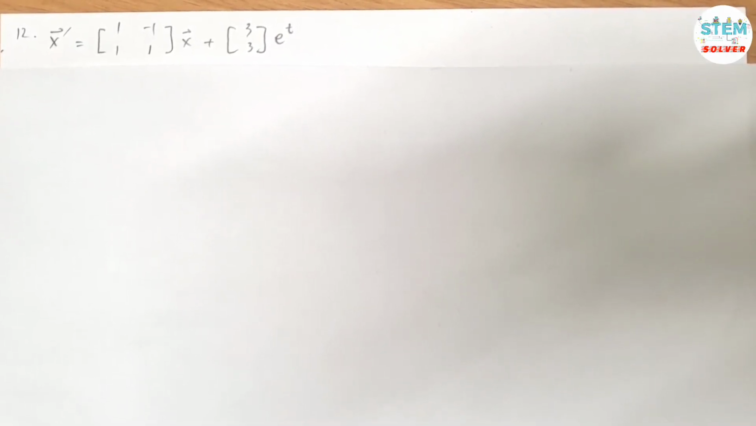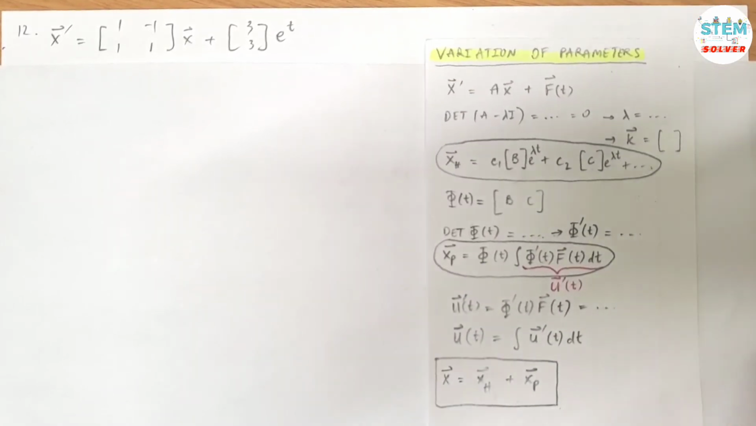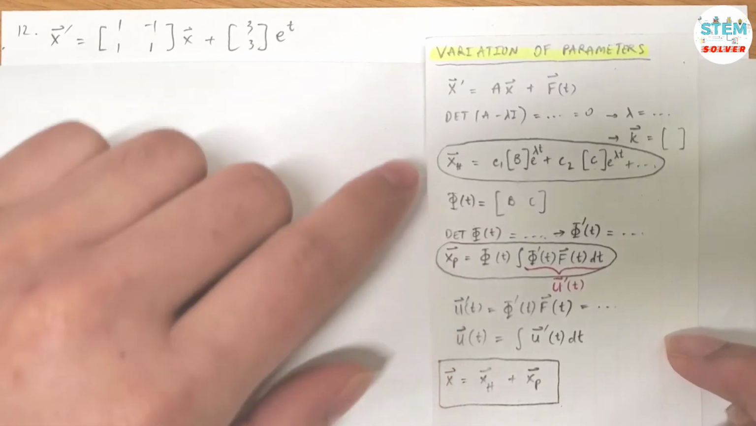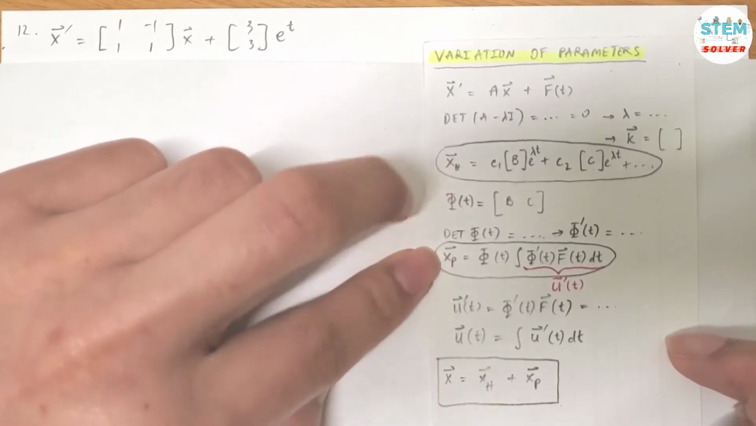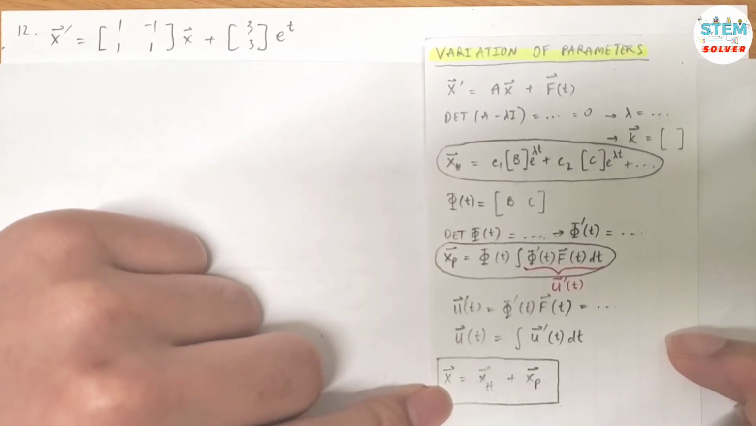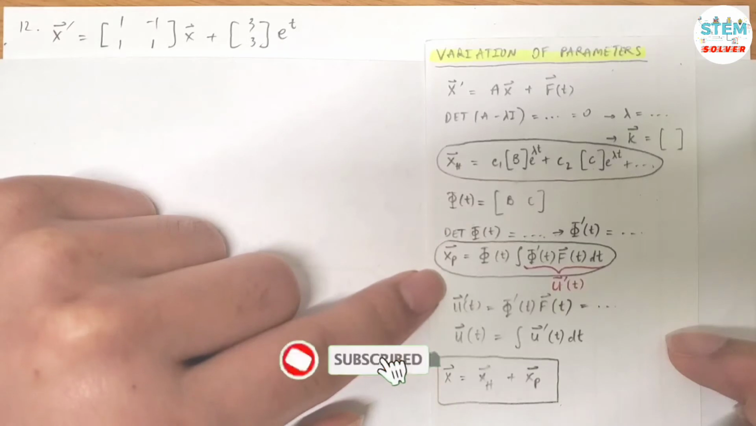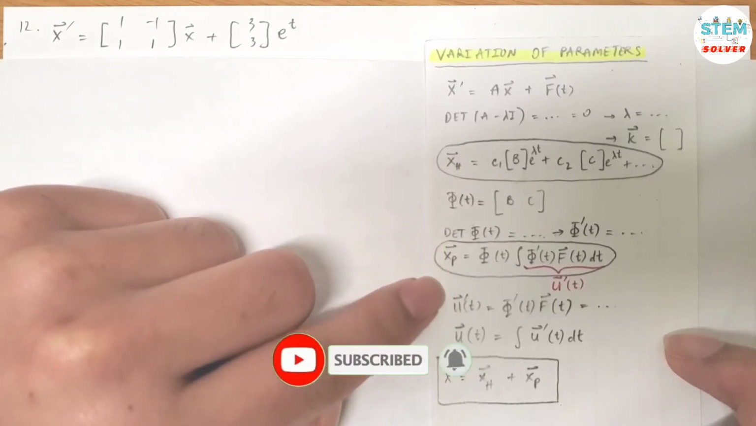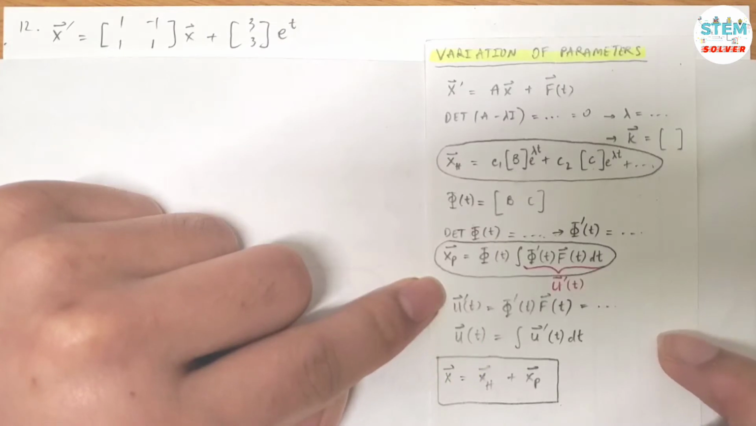Use variation of parameters to solve the given system. So here are the steps to use the variation of parameters method. First find the homogeneous part, then find the non-homogeneous part and add them together. That gives you the final answer. It's not a detailed step-by-step process, but I will walk you through it step by step.